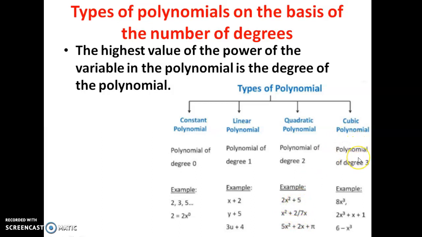A cubic polynomial means cube, means 3. So 8x cube. We are not worried about the number of terms here, only the degree you have to see. This is different from the number of terms, which we saw in the previous slide. This is based only upon the degree. So all these are cubic polynomials. The highest power is 3. Though x is there, the highest power is 3. Then this is a cubic polynomial.